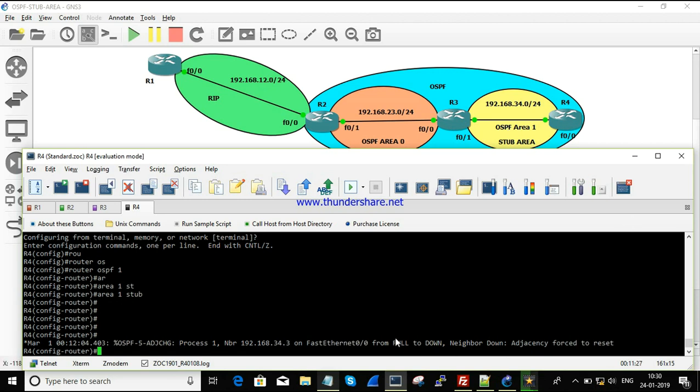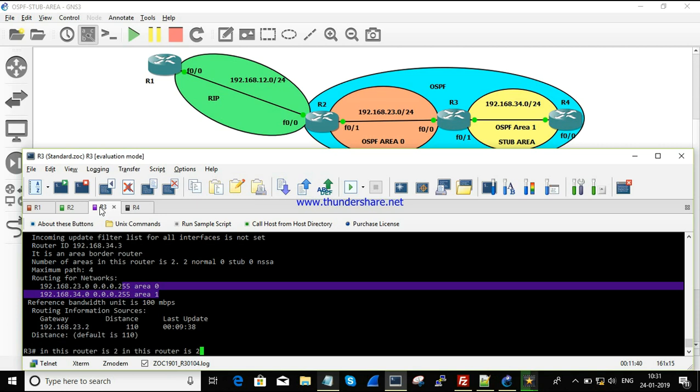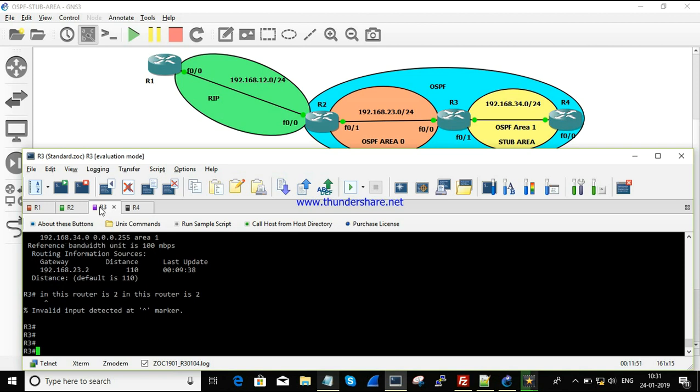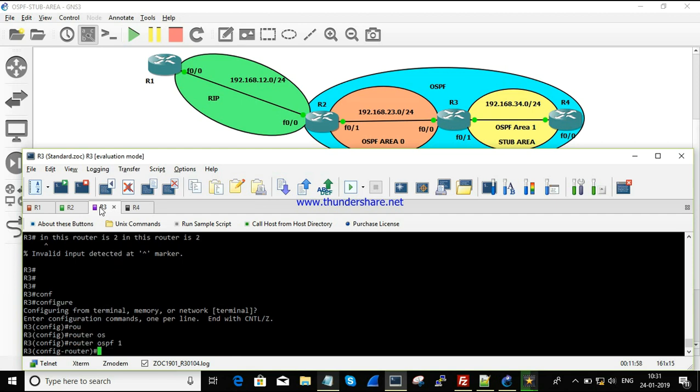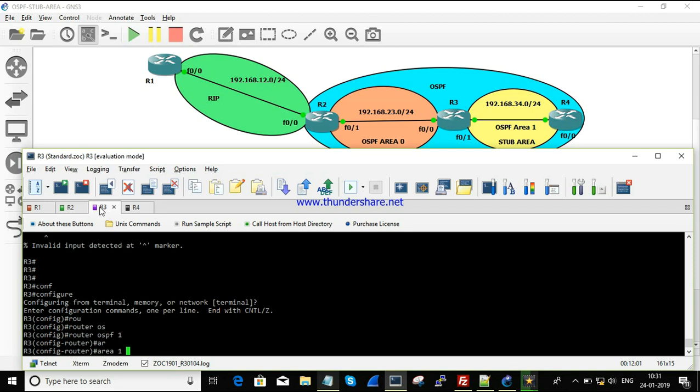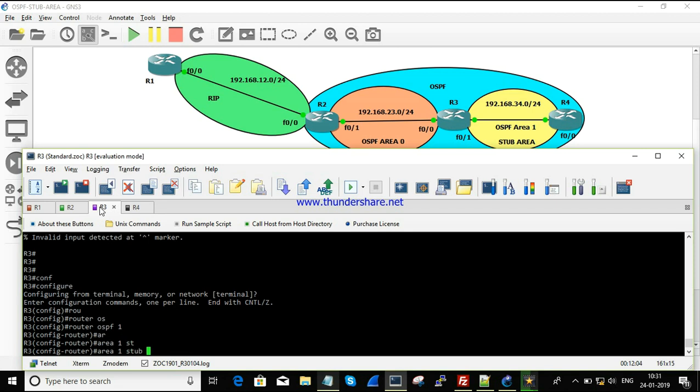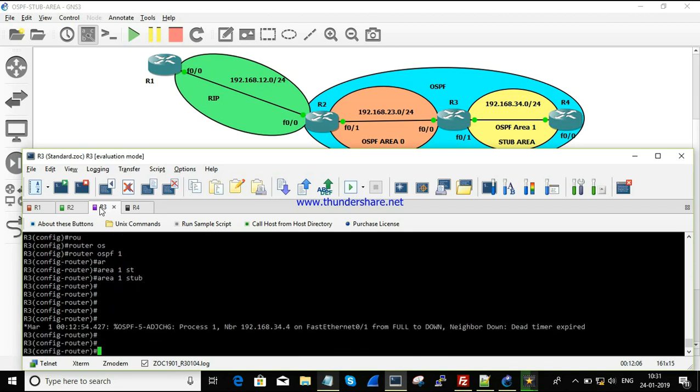Within a couple of seconds, you will get this error message in the console, which indicates the neighborship is broken. If you debug OSPF, you can see it's due to the mismatch of areas or mismatch of area IDs, whatever it be, you can get this information. Okay, so here I'm going to configure the same thing over here. It's also area 1 to be a stub.